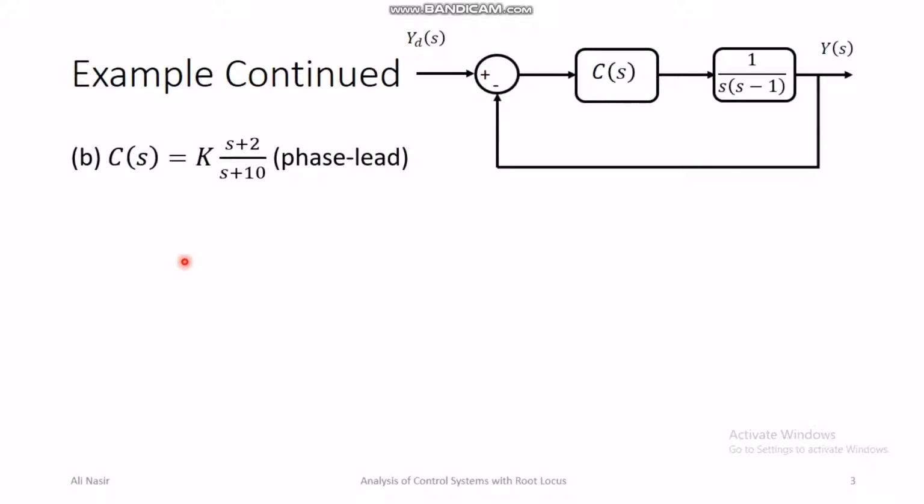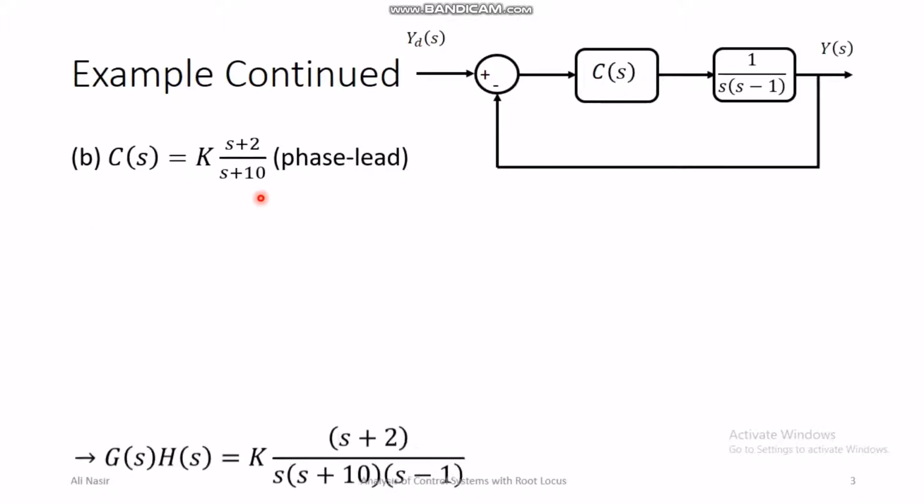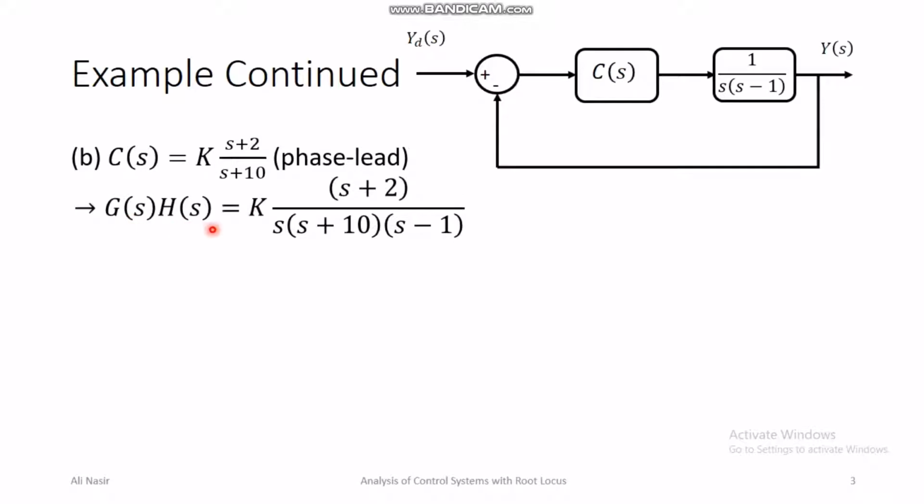Once we apply this phase lead controller to the transfer function, the open loop transfer function that we use to sketch the root locus becomes something like this. This is the zero of the controller, this is the pole of the controller, and these are the poles of the transfer function. So overall in the open loop system we have 3 poles and 1 zero. One pole is at 0, another pole is at minus 10, and the third pole is at plus 1, and the zero is at minus 2.